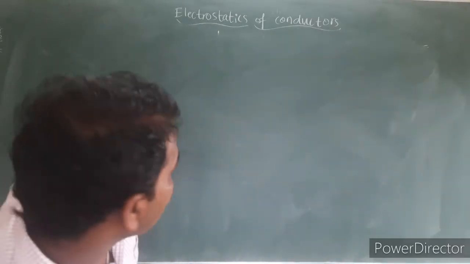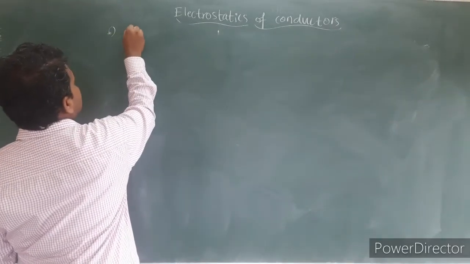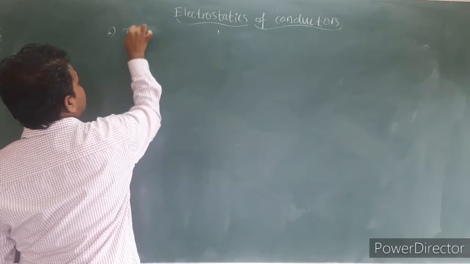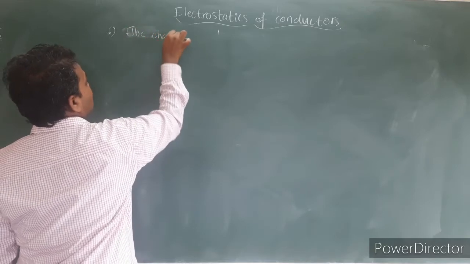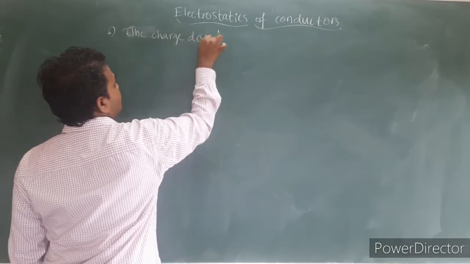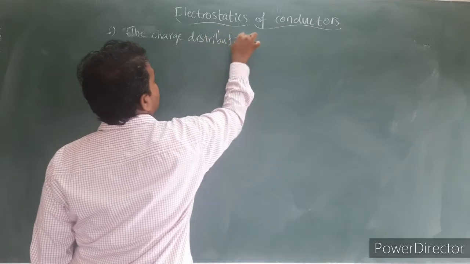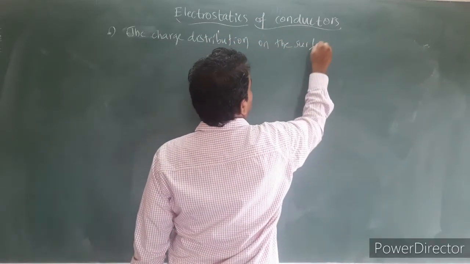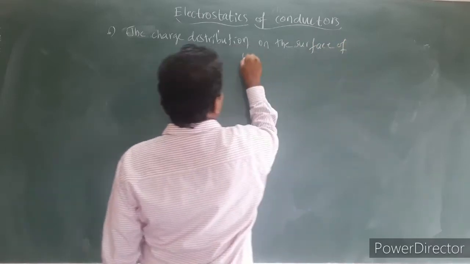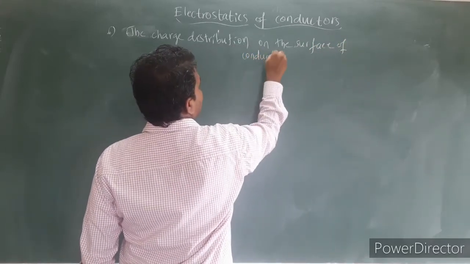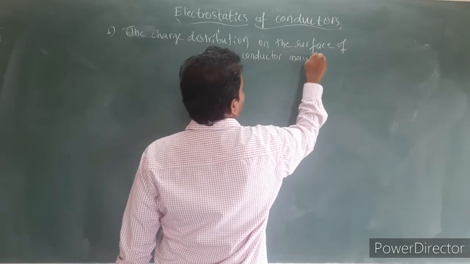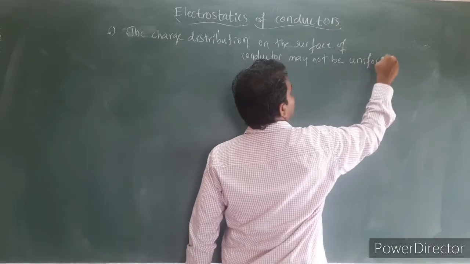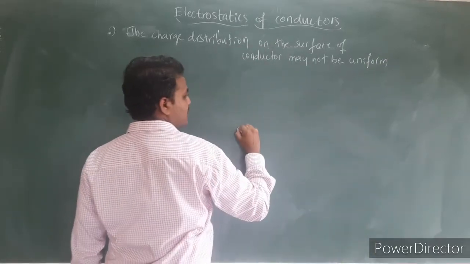Then we have the 6th point, that is the charge density, the charge distribution on the surface of the conductor, which may not be uniform. So for this, let us consider a conductor of this shape.